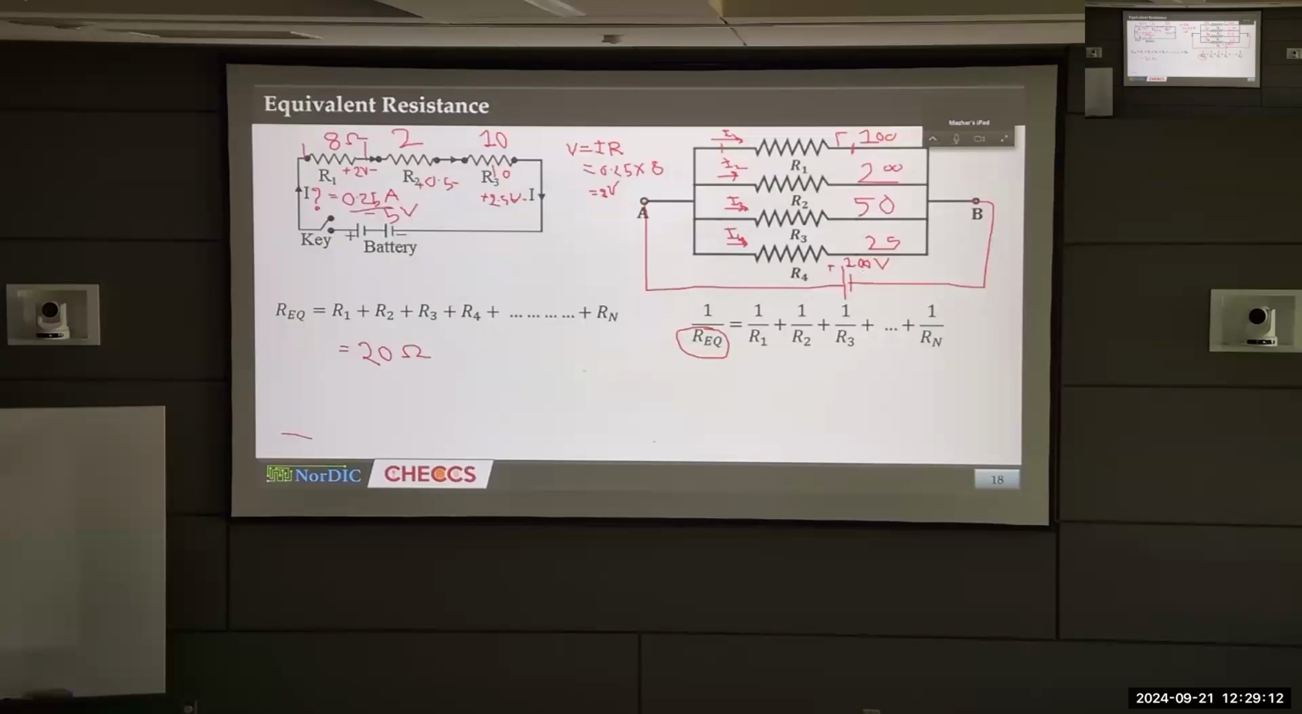The 100 ohm or the 200 ohm or the 50 ohm or the 25? 25, the smallest one, got most of the current, right? He was able to get 4 amperes. The rest, like the first one, got 1 ampere. Second one got half, and so on. So the smallest resistance got most of the current. All of them have the same voltage, but if it is small resistance, it will absorb all the current.